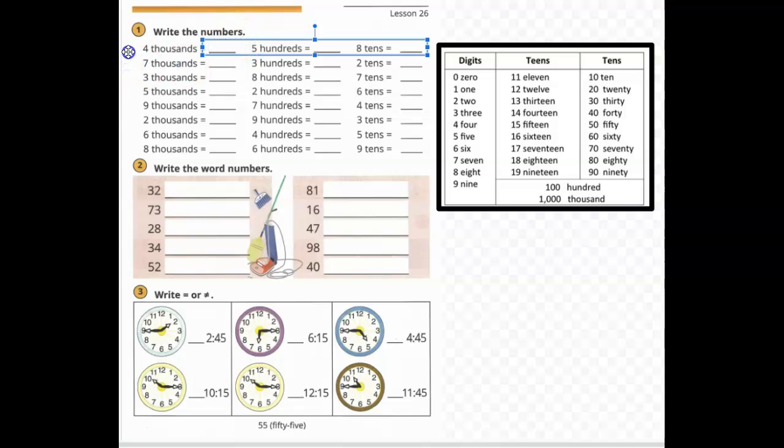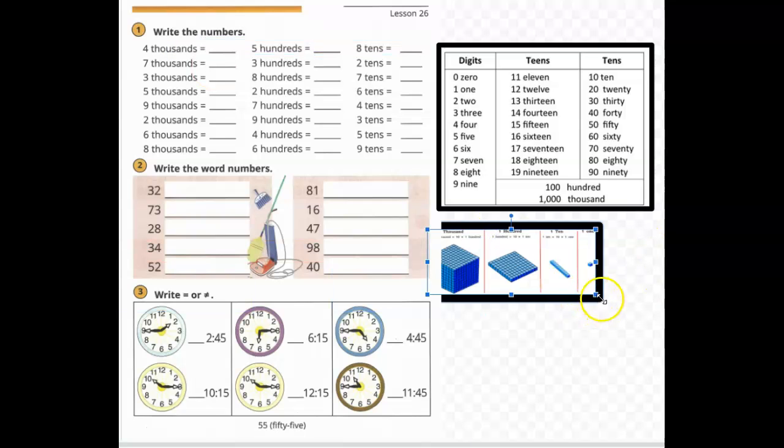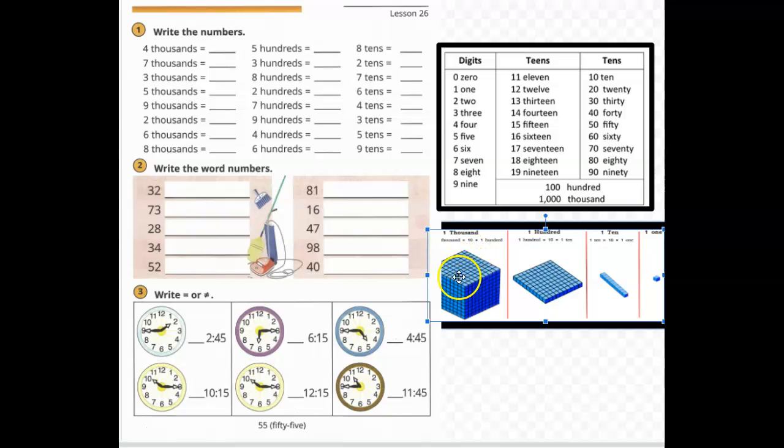Okay, so right here it says 4,000s. Now, if we were using our cubes like these right here, guys, this is the big one. This is the thousands. And when we have 4,000s, we have 1, 2, 3 spaces after the thousands, right? So we have 4 and then 1, 2, 3 spaces. So that's why we have 3 zeros, okay?